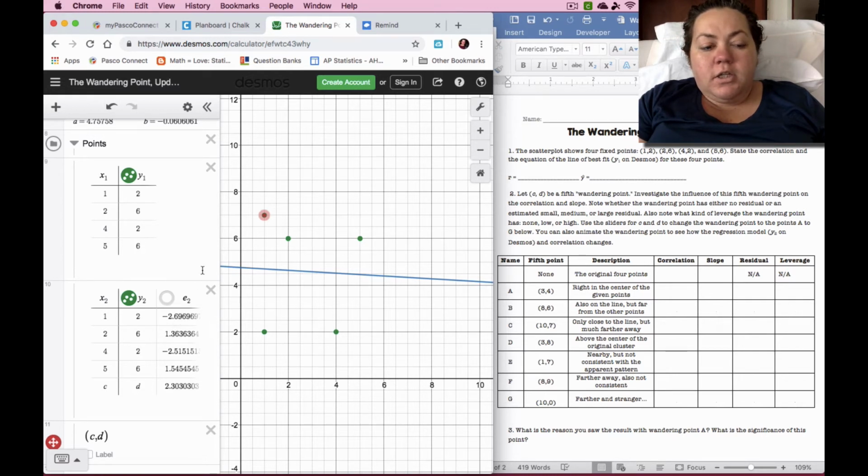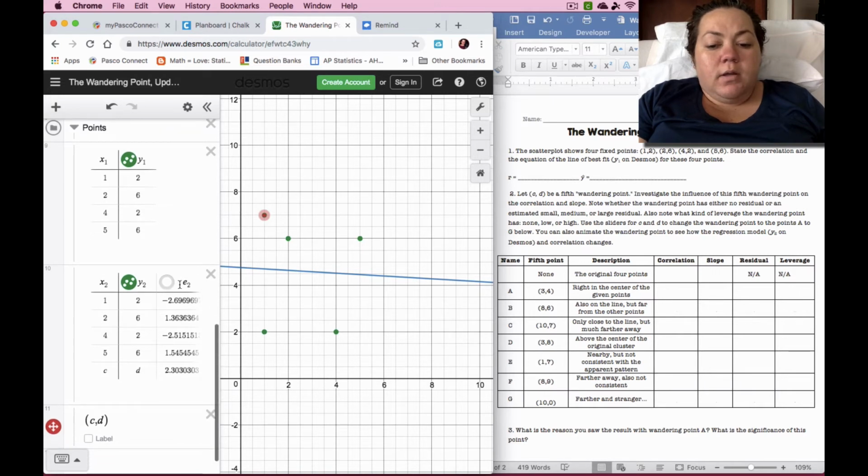Alright, so it greatly changes the slope and it greatly changes the correlation. Biggest thing for leverage is the slope. The slope changed quite a bit, so we would consider this a high leverage point. Our residual is pretty large, maybe medium, something like that. The next point, 8, 9.